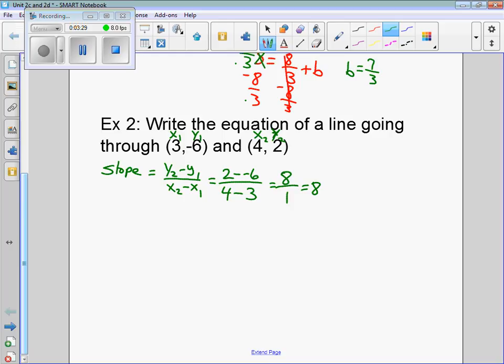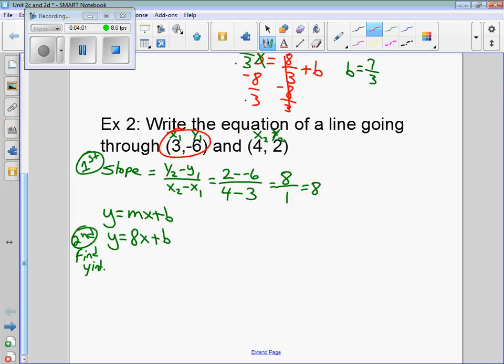So now you know slope, and y equals mx plus b. Always go back to the easiest form, slope-intercept form. So we know the slope is 8. And always the second step is to find the y-intercept. So first, find slope. Second, find y-intercept. To find the y-intercept, use one of the coordinates that was given to you. If you have (3, -6), you can use that one, or you can use (4, 2). I tend to go with the positive, the easier ones. I think (4, 2) is easier because there's no negatives.